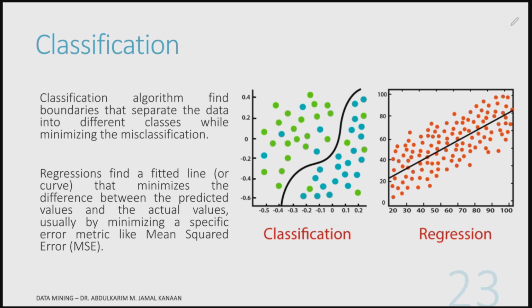So now we talked about regression. How about classification? What is the difference between regression and classification technically? When you talk about regression, we're looking for the best fitted plane or line, right? How about when we talk about classification, what we try to do?